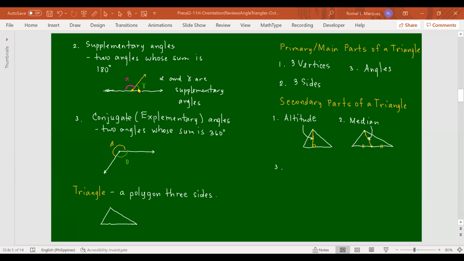Oh, yes. Angle bisector. It is a line dividing the angle of a triangle into two congruent angles. No?